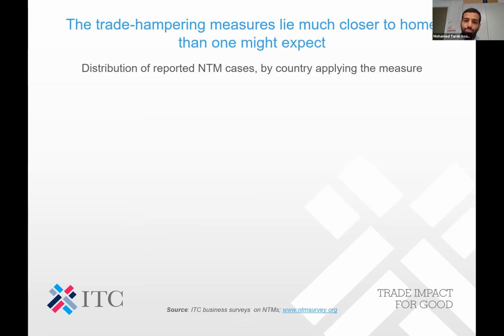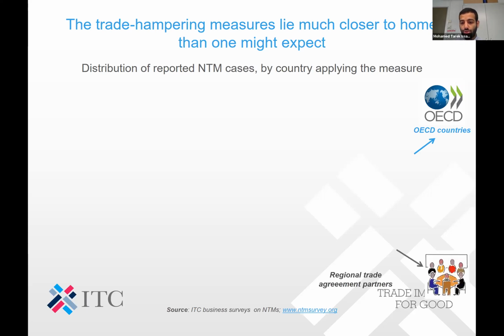Another important question could be who's applying these challenging NTMs. So one might say it's OECD countries, because developing countries might not be imposing a lot of challenging NTMs. Okay, but what about your regional partners? Usually we have trade agreements with neighbors, so we are trying to have fewer problems and more trade. So is it the case, or are companies complaining about regional partners as well? What about other developing countries, and are exporters facing problems in their home countries?